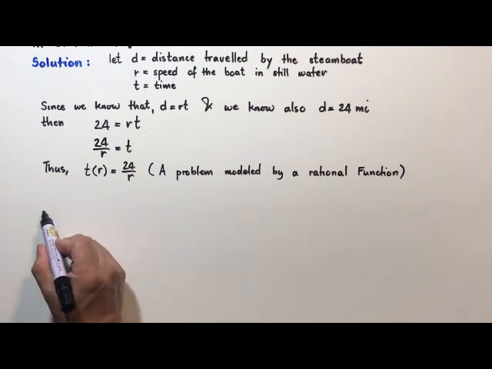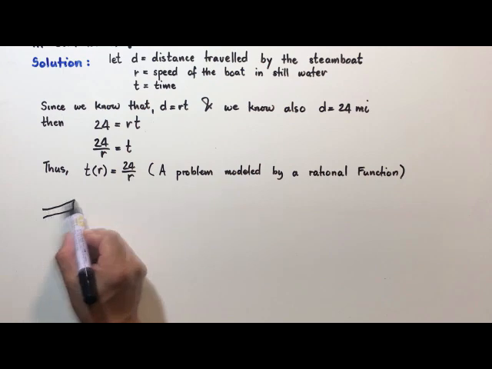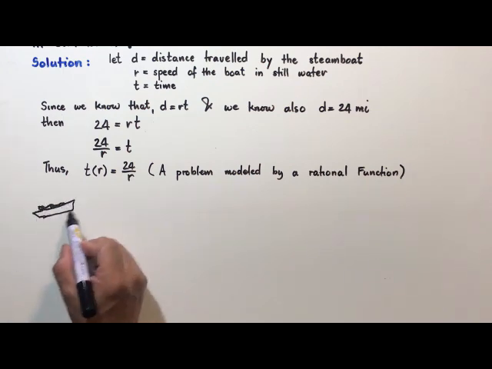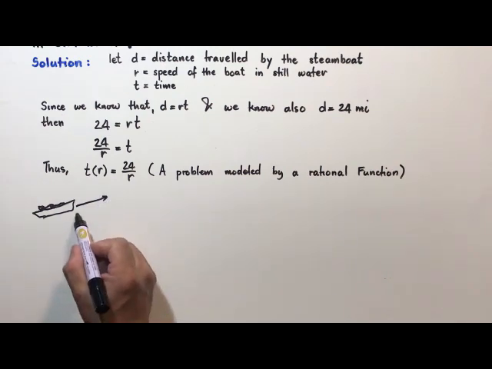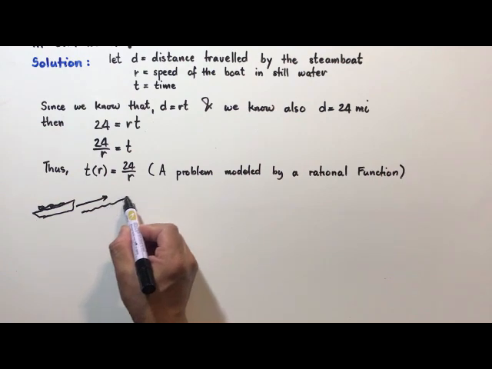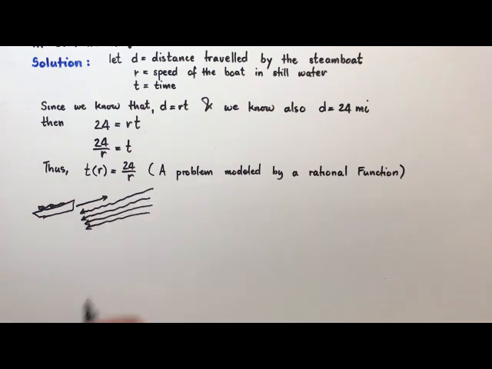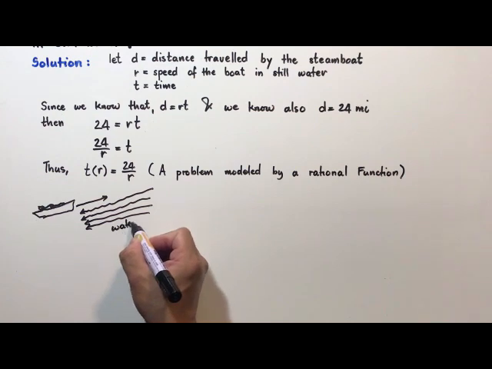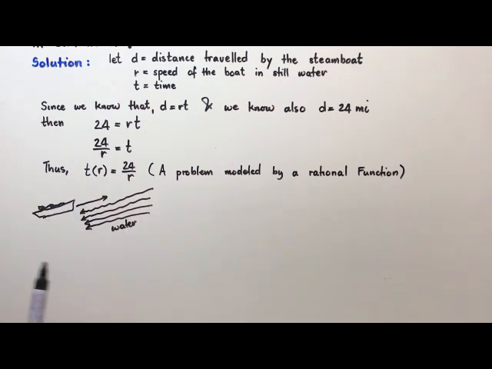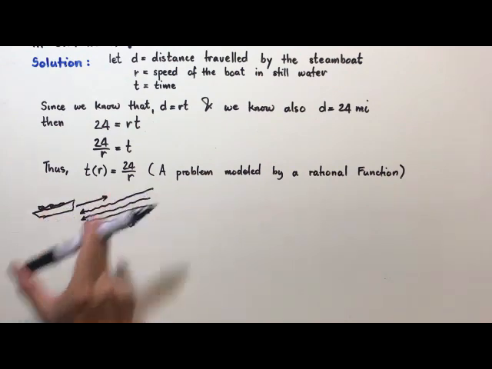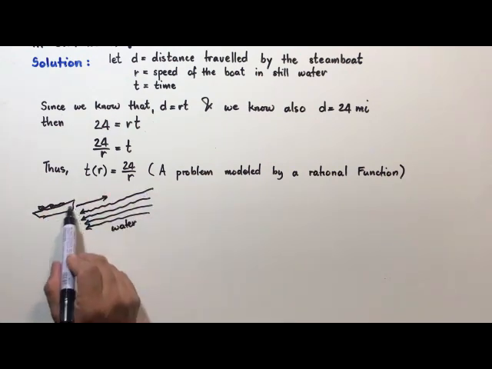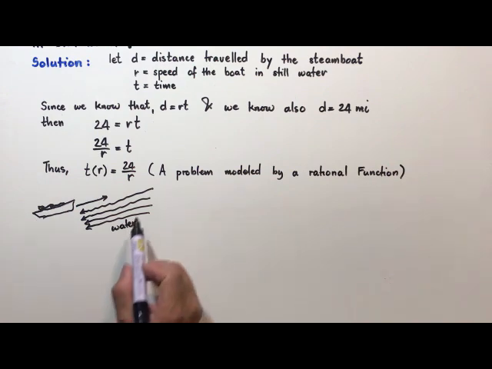So suppose this is the steamboat here. The steamboat is moving upstream, which means that this is against the current of the water. So this is the water, and this is the steamboat. When you go upstream, you are against the current of the water. The water is flowing in this direction, the boat is moving against that direction. So of course, the speed of the boat will be changed. The current of the water will make the speed of the boat a little bit slower.